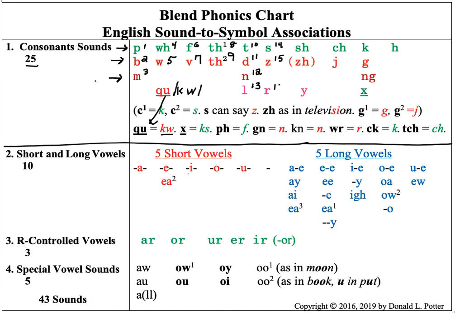Number 16, we have R. The key word here is, let's see, the key word for Z was zebra, and S is saw. The key word for R is rabbit. Notice it's not R. It's just rabbit. Rabbit. 16. And again, it's called a liquid, and we're going to see when you use it with a vowel, it'll change the sound of the vowel.